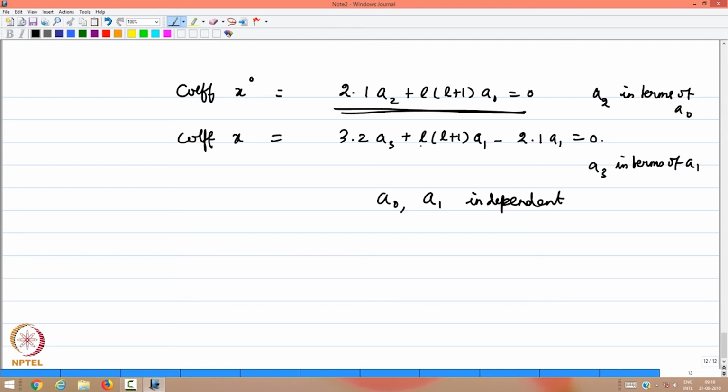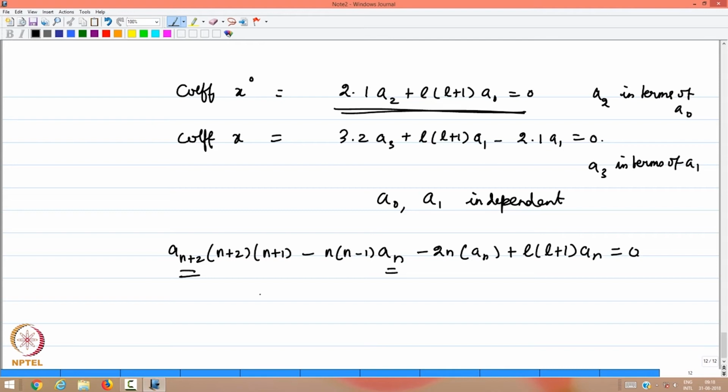And let me write a couple of terms, or maybe I think since you know this now, let me write the general term that we have to worry about. The general term for the coefficient of a n plus 2 times n plus 2 times n plus 1 minus n into n minus 1 a n plus 2 to a n minus 2 n a n plus L into L plus 1 a n is equal to 0. Therefore, a n plus 2 is expressed in terms of a n irrespective of whether n is odd or even, okay.